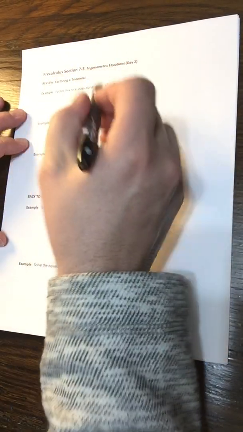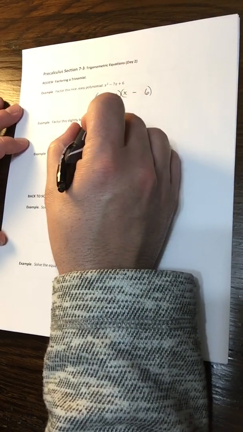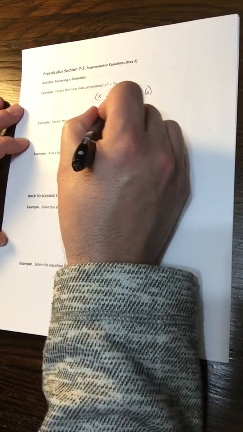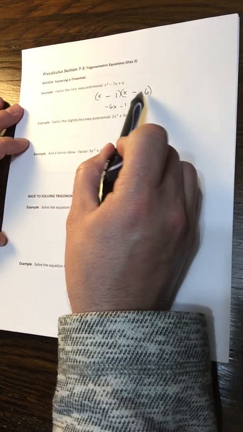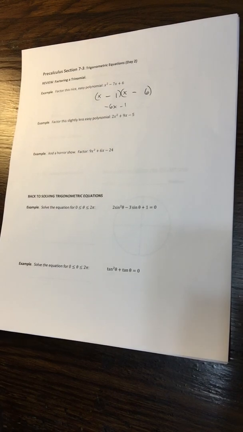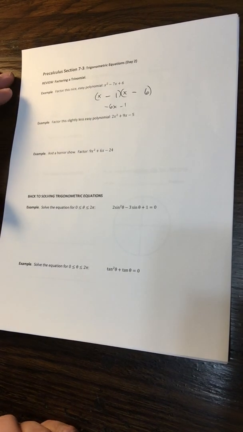So look, if I multiply it out, I get x squared, I get minus 6x, and I get minus 1x, gives me my -7, and -1 times -6 is +6. That's how I factor by what's called the guess and check method.